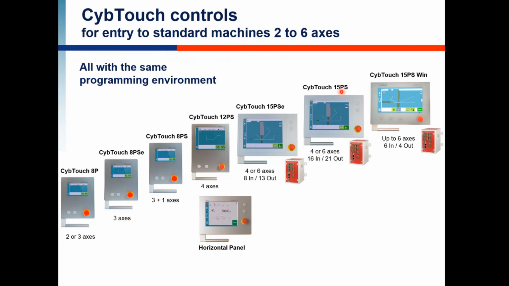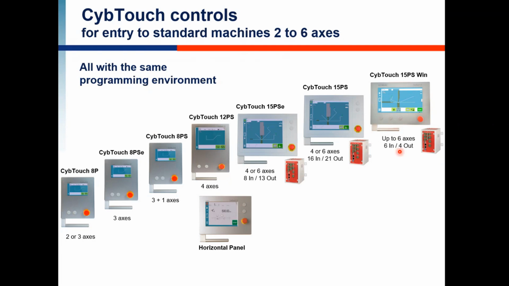Now we have the Cybelec 15PS, also for synchronized press brakes, with more inputs and outputs, 16 inputs, 21 outputs, and also this little MVA module to manage the beam. The automatic bending sequence calculation is included in the 15 PS, not the PSE. So this one has the automatic bending sequence. It has basically all the options of the previous Cybelec touches.